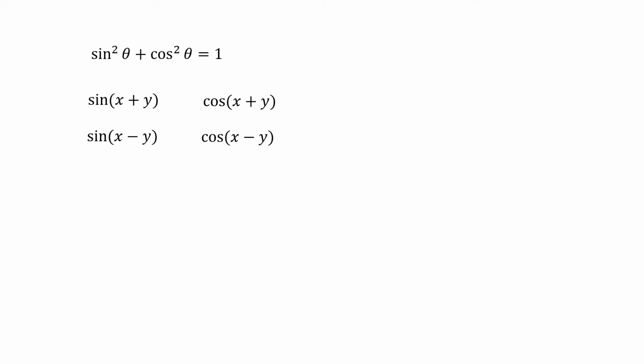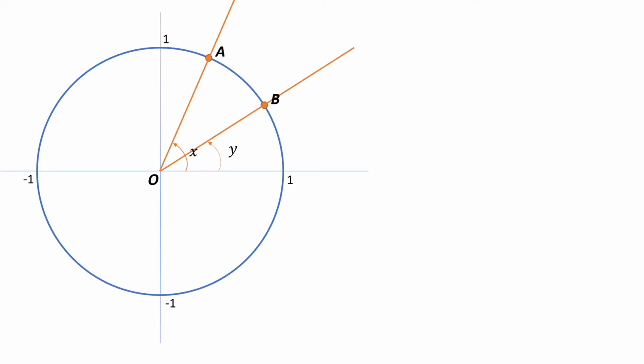So let's get started. We're going to again get our unit circle. We're going to draw point A, which represents angle X, and point B, which represents angle Y. What we would like to know is the distance between points A and B. Before we do that, I'll remind you that point A has coordinates cosine x, sine x. Point B has coordinates cosine y, sine y.